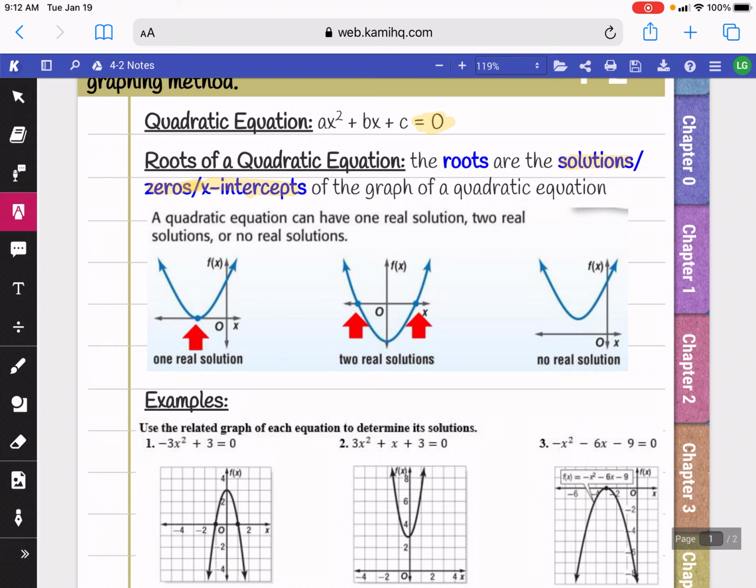These can have up to 2 answers. There can be 1 solution when your vertex is right on the x-axis. There can be 2 when there's 2 x-intercepts. And there can be no solutions if it doesn't cross the x-axis.